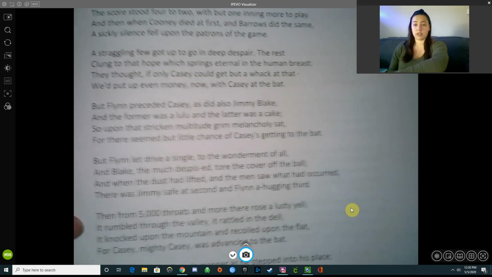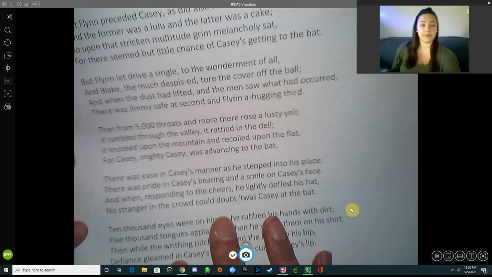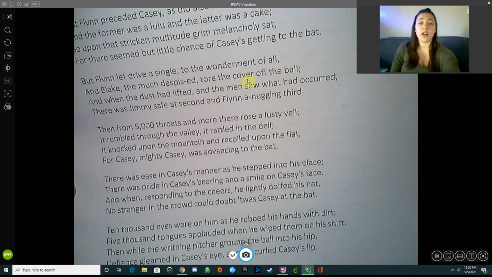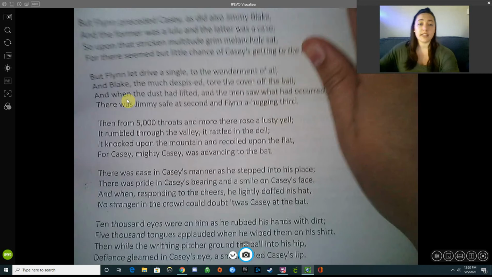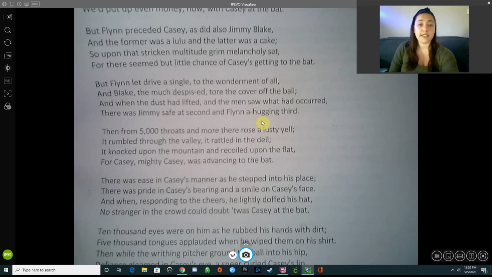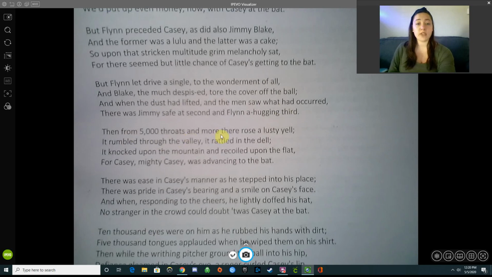Let's move this up. Sorry. But Flynn let drive a single to the wonderment of all, and Blake, the much despised, tore the cover off the ball. And when the dust had lifted and the men saw what had occurred, there was Jimmy safe at second and Flynn a-hugging third. Then from 5,000 throats and more there rose a lusty yell. It rumbled through the valley, it rattled in the dell. It knocked upon the mountain and recoiled upon the flat, for Casey, mighty Casey, was advancing to the bat.